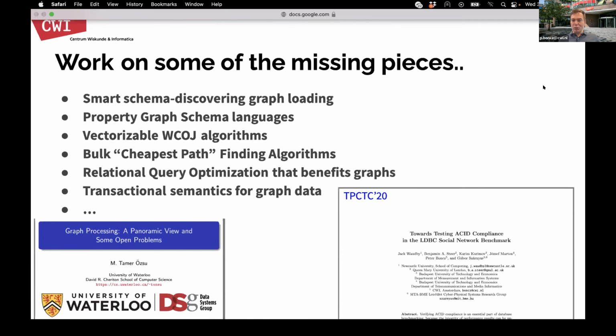For this, I also point to a TPC-TC paper by Gabor Szárnyas and myself and others that was published in 2020. And for a general overview, a panoramic view of open problems in graph data processing, I would like to point to the excellent tutorial and also keynote that Tamer Özsu gave 2 years ago in VLDB.